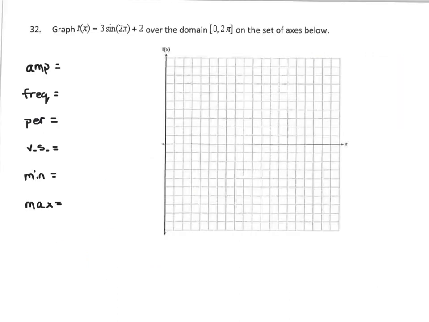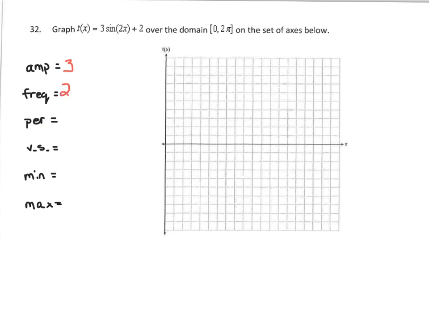Number 32 wants us to graph this function over the domain from 0 to 2 pi. Okay, so first thing I like to do is make a list of everything we know about our function. All right, so let's see. The amplitude is the number in front of the word sine, 3. The frequency is what's in front of the x, which we have a 2.